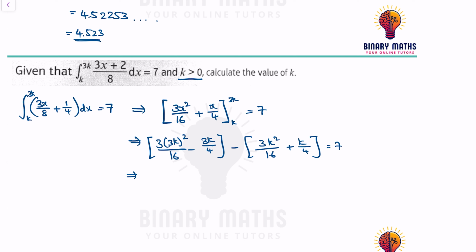Which means when I expand this out, I get 3k squared, all squared is 9k squared. So I get 27k squared over 16 minus, oh sorry, there's a plus here. I made a mistake. That's supposed to be a plus. Let me just go back, be very careful. So there's a plus there, so it's a plus 3k over 4 minus 3k squared over 16 minus k over 4 is equal to 7.